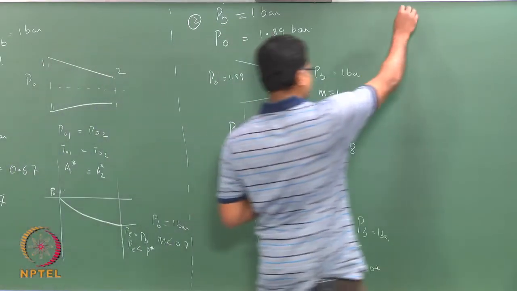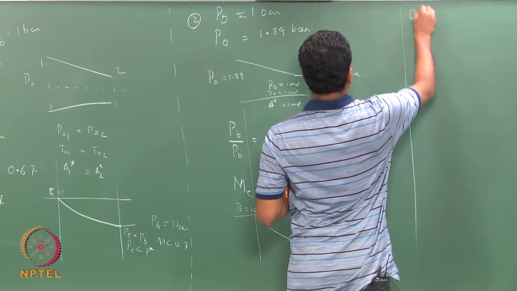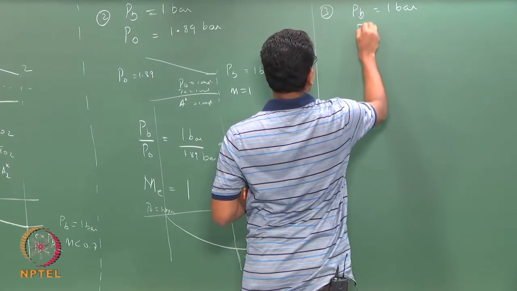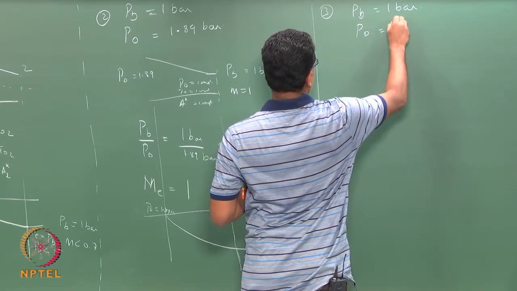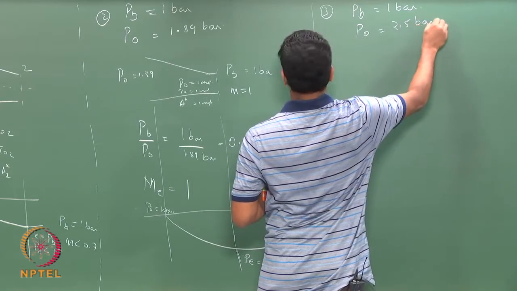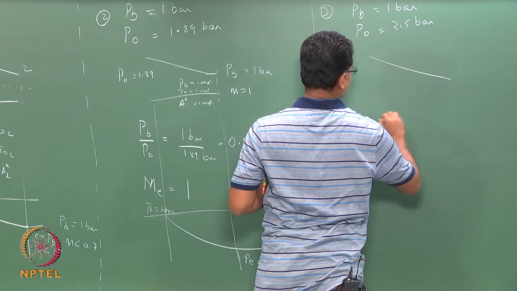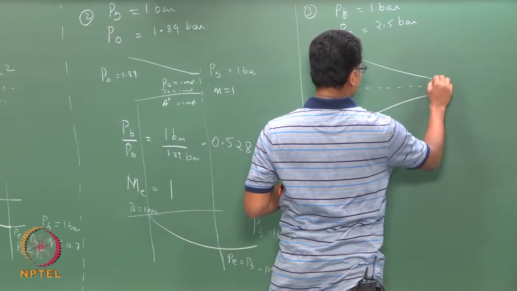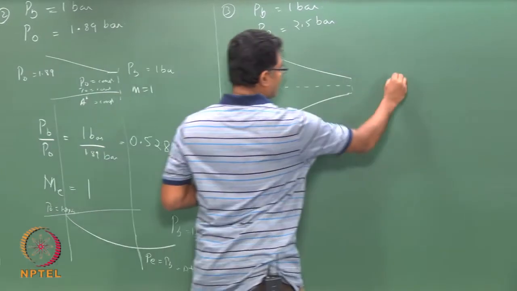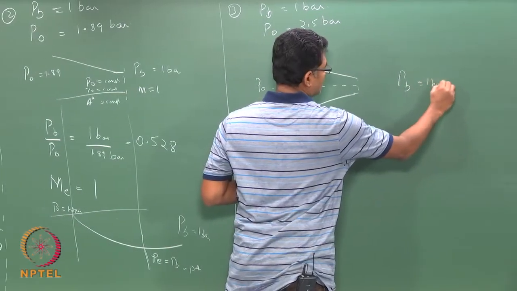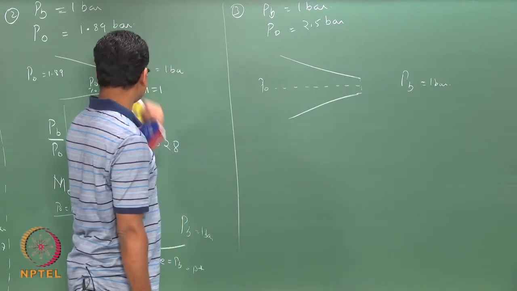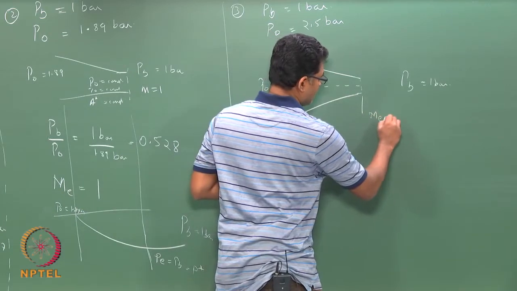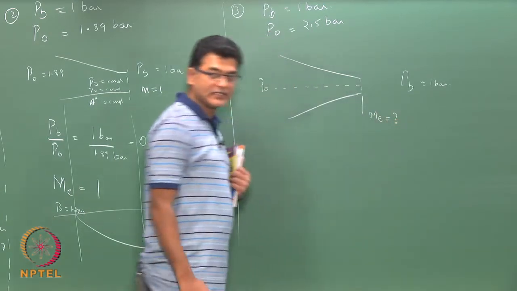Now, in my third exercise, I have my PB 1 bar, P0 2.5 bar, I have isentropic flow, P0 is constant all the way up to here. I have PB 1 bar outside the nozzle in a converging nozzle. The question is to find M exit.